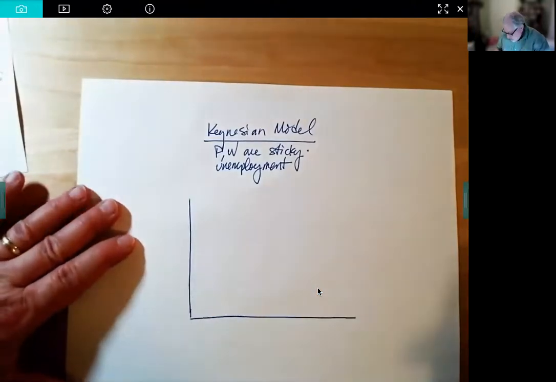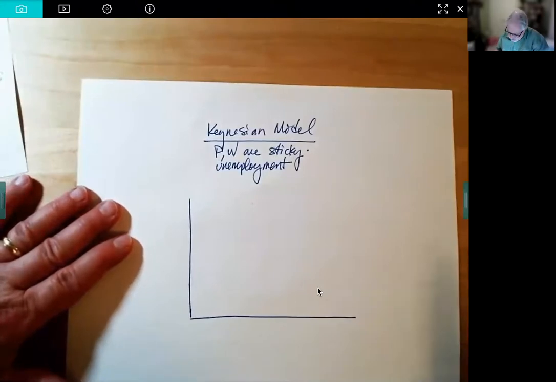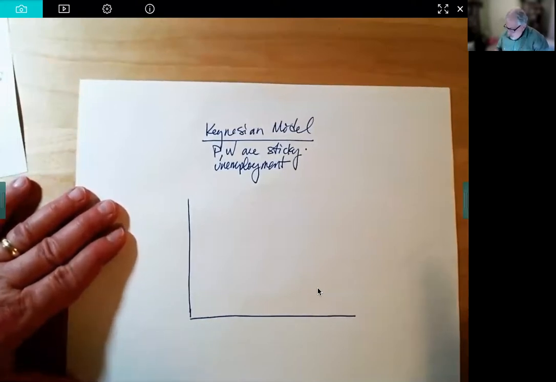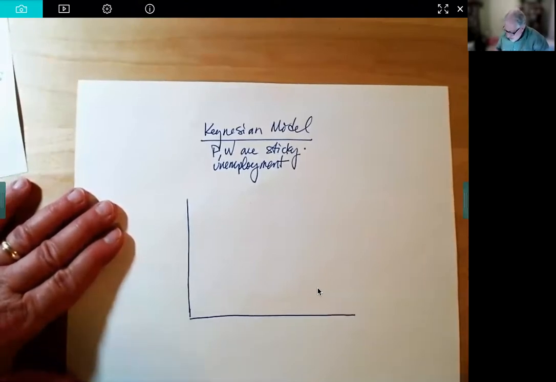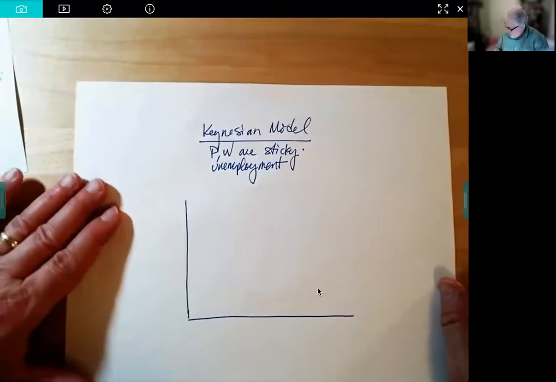Keynes is writing in the 1940s, early 1940s, mid 1940s. And he's writing about what happened during the Great Depression, when the labor market didn't go into equilibrium quickly. There were unemployment rates that were double digit for most of a decade. That is not going back to equilibrium quickly.